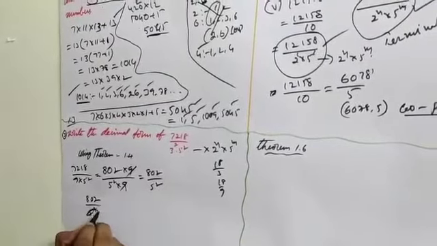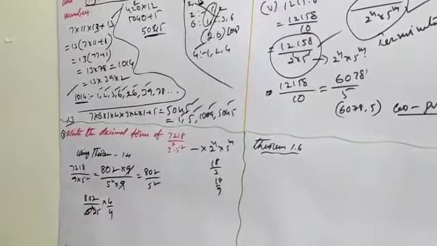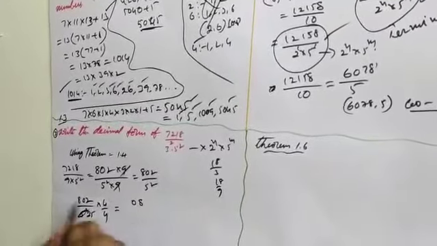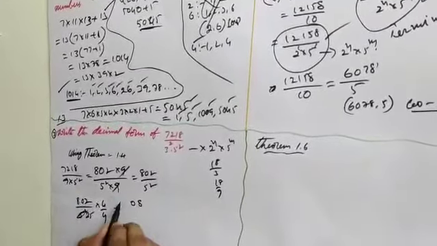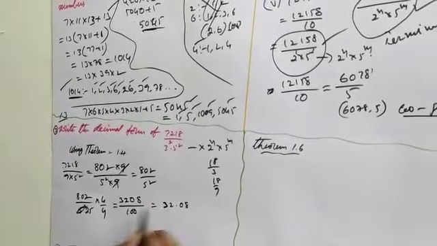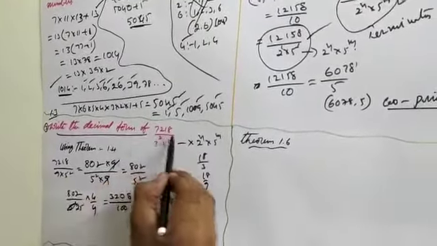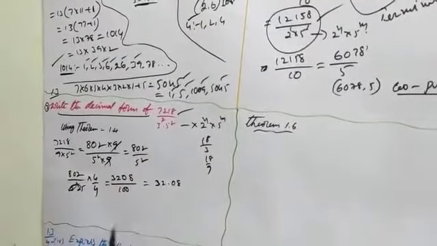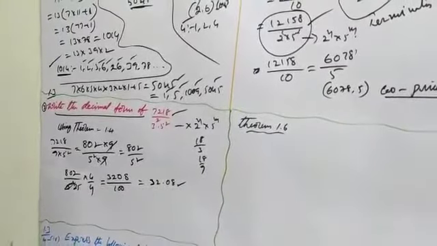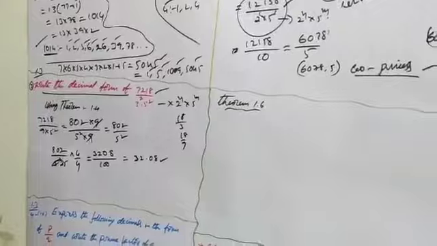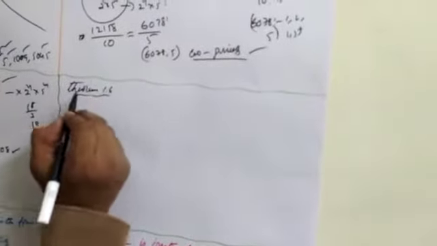Therefore 5 square means 25 into 4 divided by 4. That means C is 32 divided by 100, which is therefore 32.08. Write the decimal form of 7218 divided by 9 into 25. That means this is like 32.08. See, right?